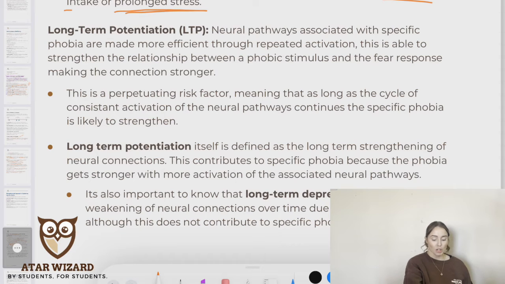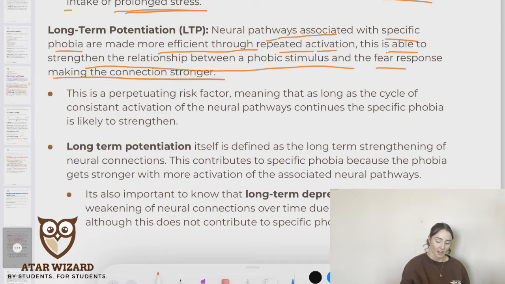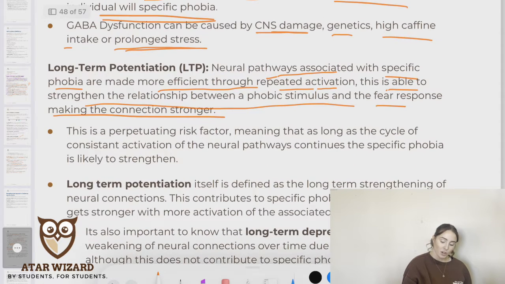So, long-term potentiation is when neural pathways associated with specific phobia are made more efficient through repeated activation, and this is able to strengthen the relationship between a phobic stimulus and the fear response, making the connection stronger. So when we talk about this increased efficiency through repeated activation, your teacher might have talked about this in reference to Hebb's law. That's not in the study design, so you don't necessarily need to know it. Don't worry, but if you do know what that is, that's what I'm talking about here.